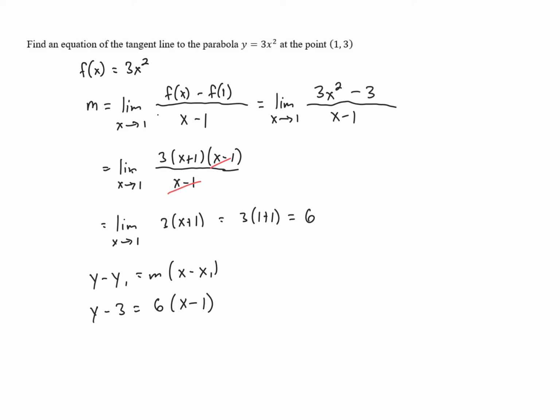We usually will go through and write this in slope-intercept form, so we're going to distribute that 6. y minus 3 is 6x minus 6. And if we add 3 to both sides, that gives us y equals 6x minus 3. And so that is the equation of the tangent line to this parabola at the point (1, 3).